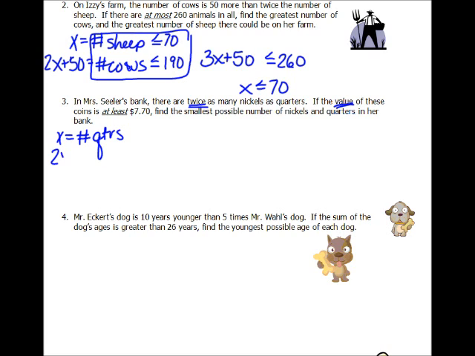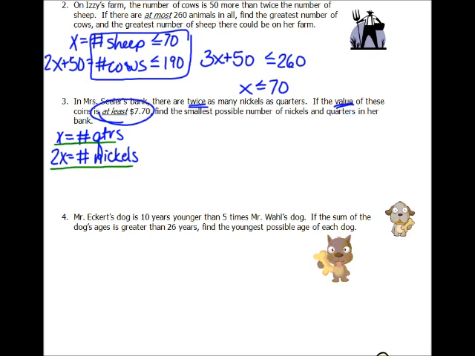So then there's twice as many nickels. The number of nickels is twice as many. However, now they start talking about the value being 770. Well, these things here do not tell me anything about the value.